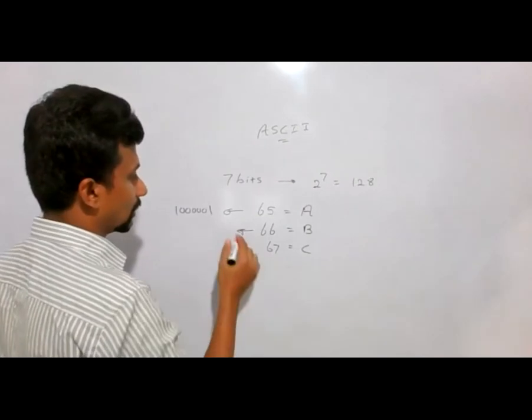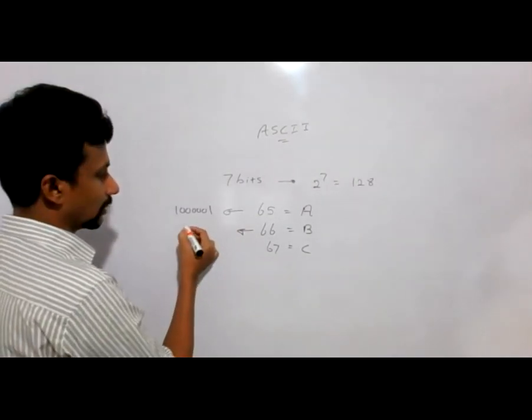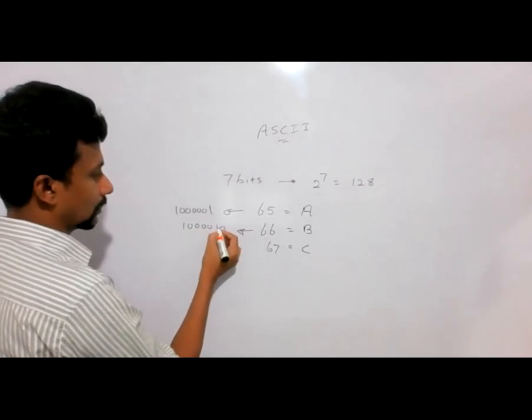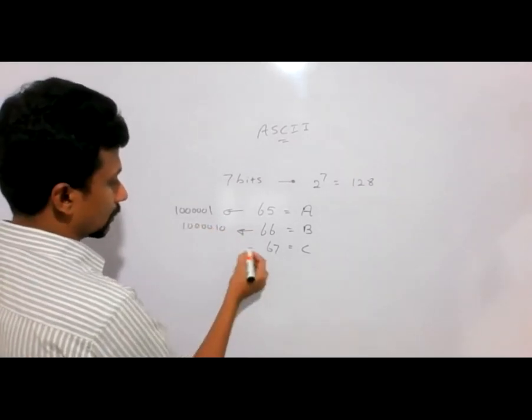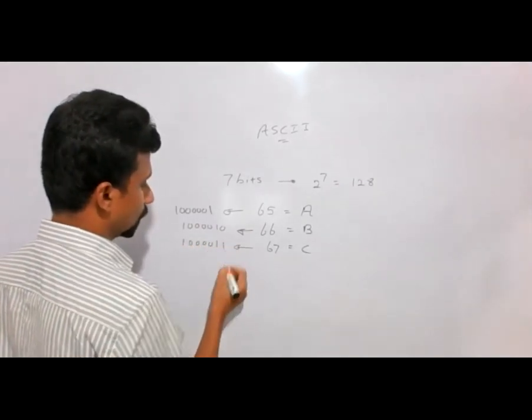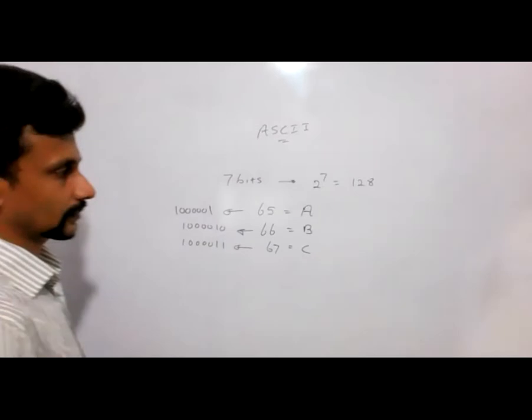Okay, put an example like this. 65, you can write 66, 67. You can represent like this with the ASCII code. Take them down.